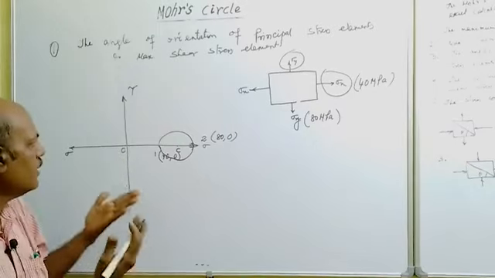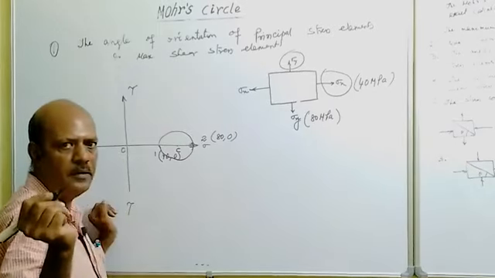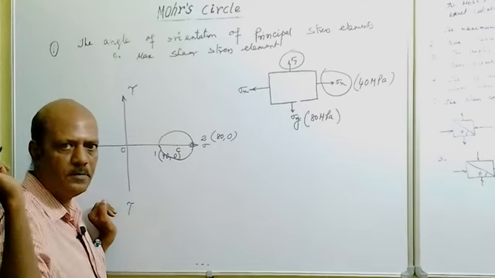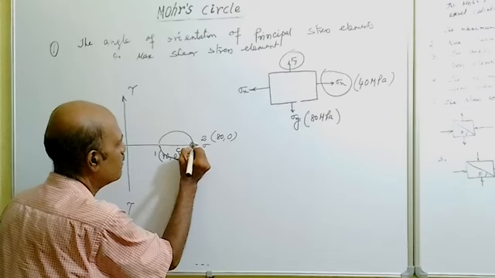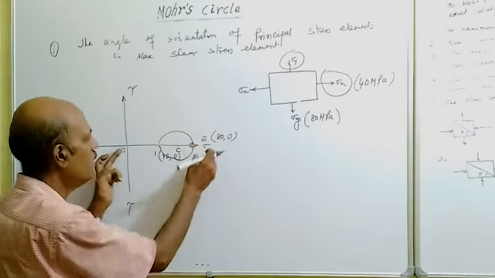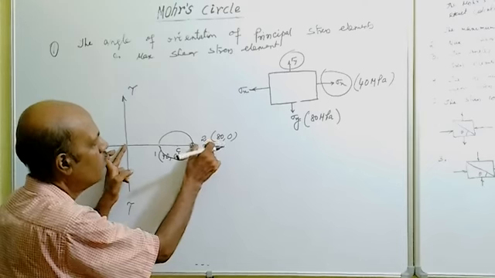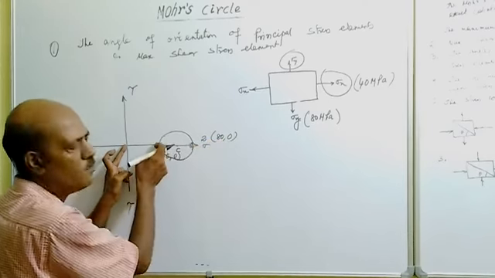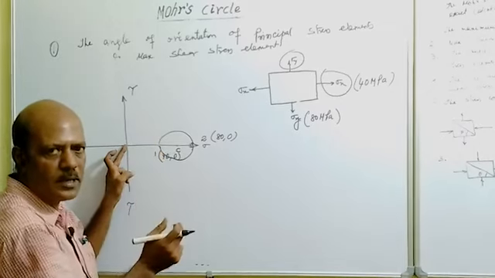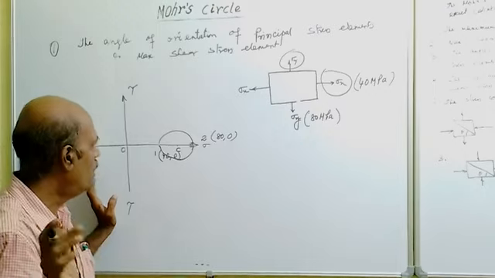Now the first case we have seen, if we need to find the principal stresses, this point will indicate principal stress, this point will indicate principal stress. This is the major principal stress and this is the minor principal stress. Here major principal stress becomes 80 megapascal and minor principal stress becomes 40 megapascal. Okay, so that we know.